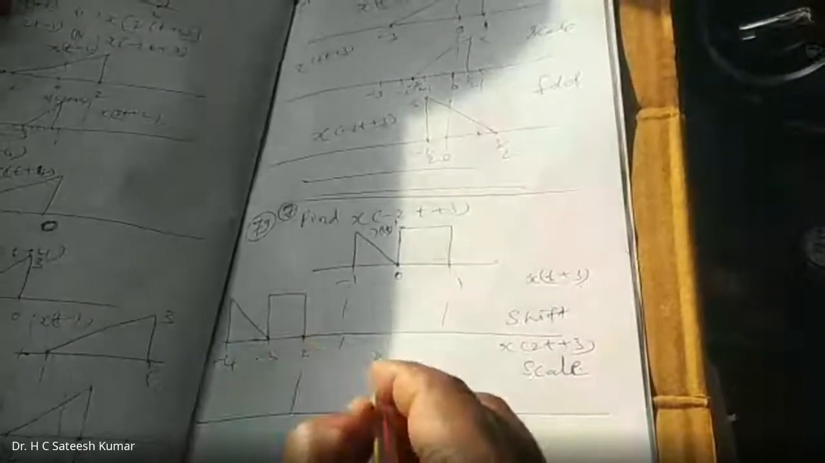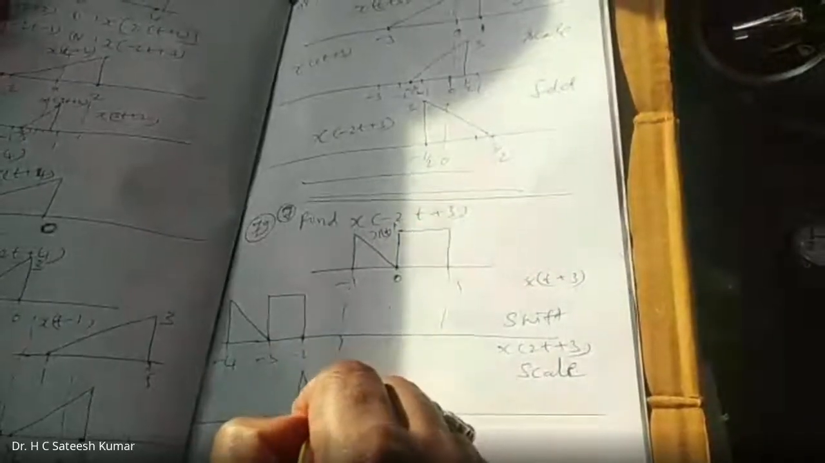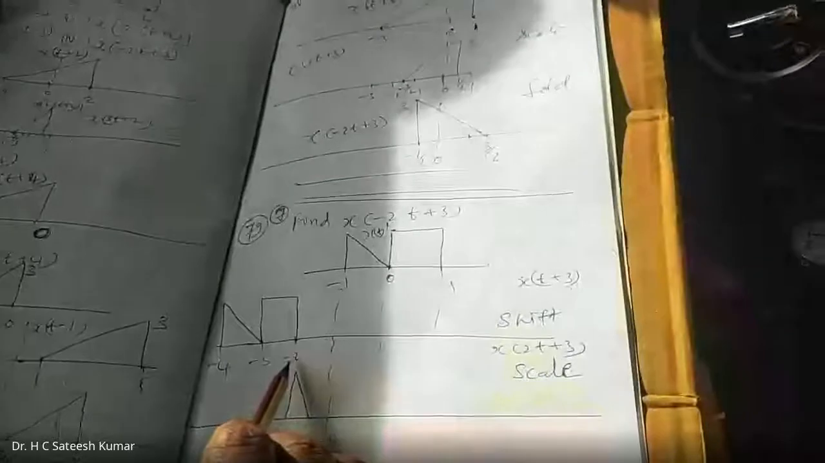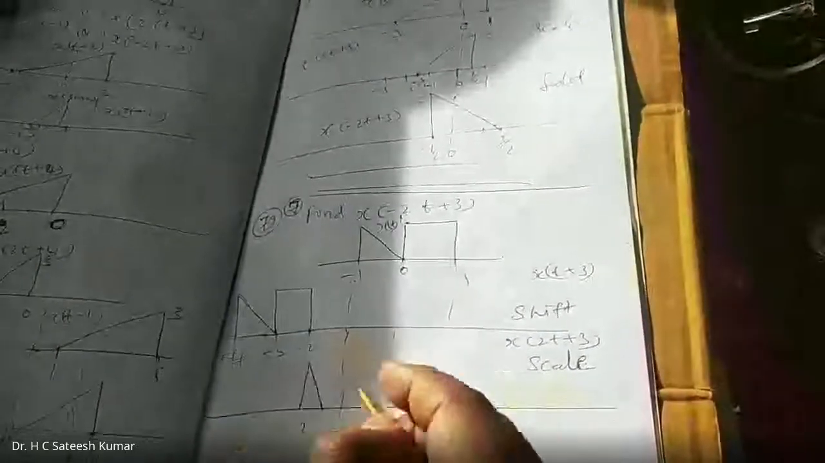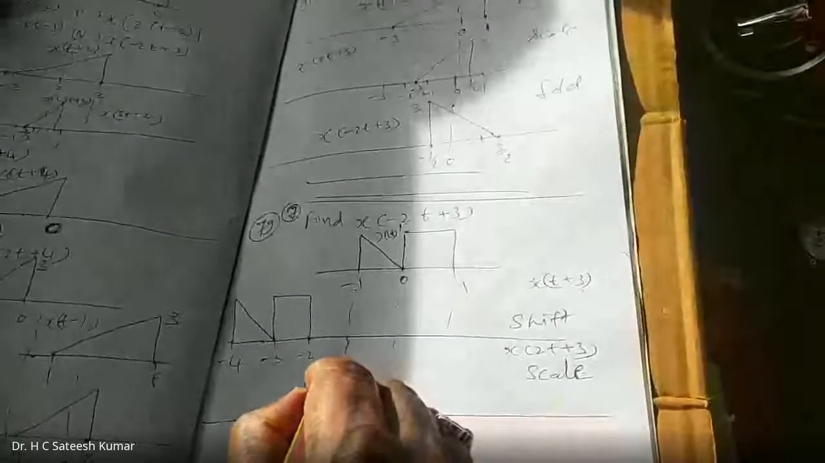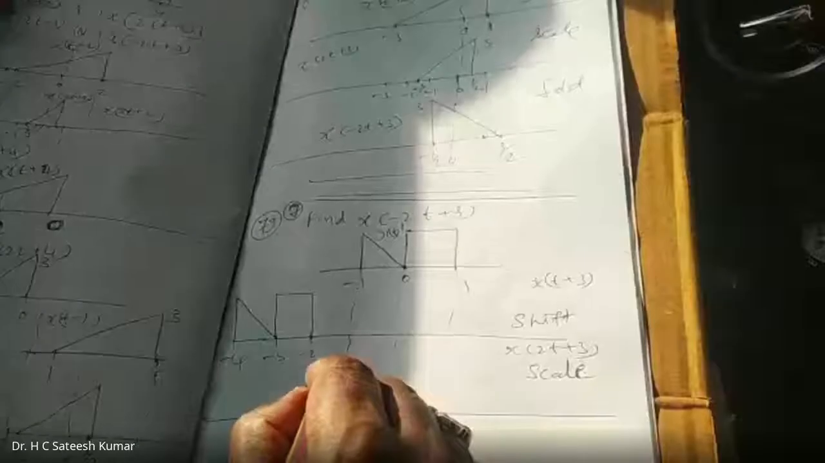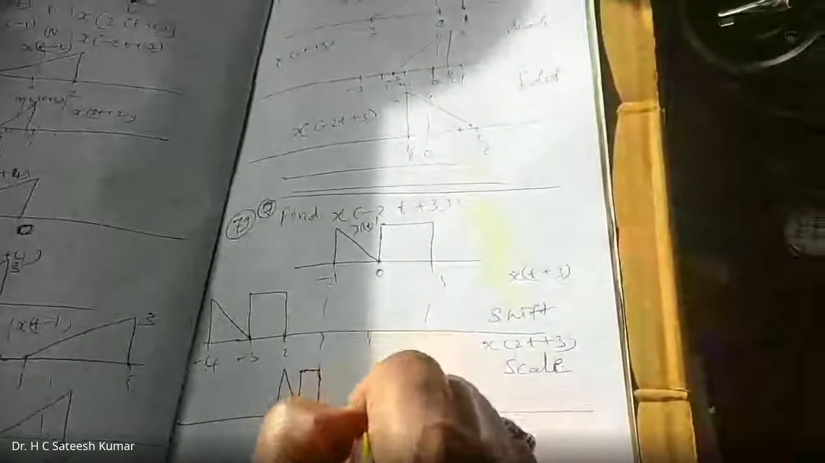Minus 3 by 2 means minus 1.5. This is minus 1. This is minus 2. Minus 1.5 is here. And 2t is equal to minus 2. Therefore, t is equal to minus 1. Therefore, this edge will come to this point. Okay, right. So this is your x of 2t plus 3.